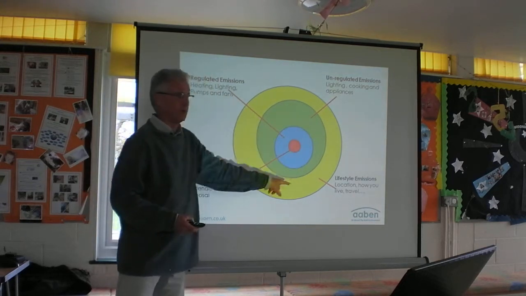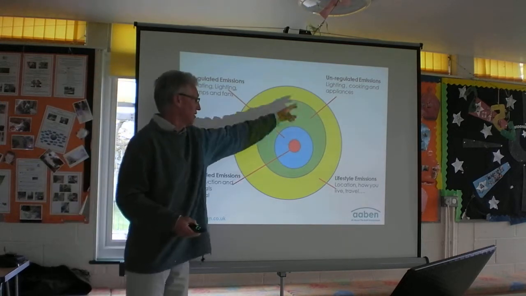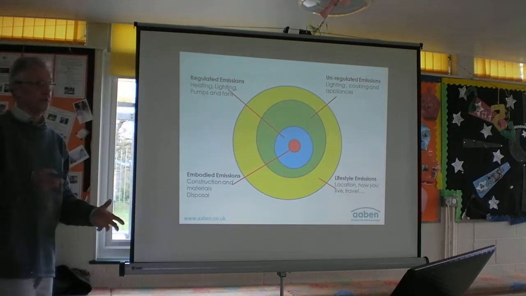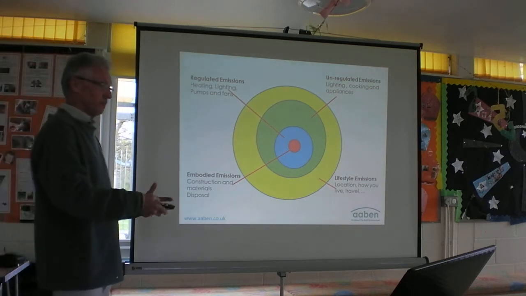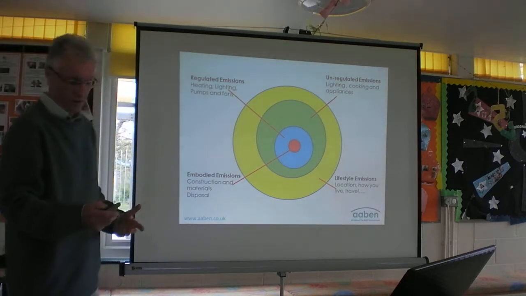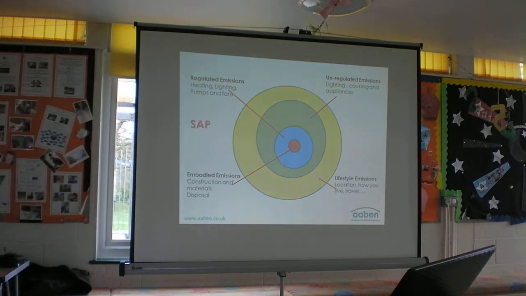Unregulated emissions: lighting, cooking, appliances that are affected by what you do. And outside that, lifestyle emissions. Where is that house? It's on the top of a mountain. You're going to use a lot of energy. It's not related directly to the house, but because you put a house on the mountain, you're going to burn a lot of fuel. Yeah? So you need to understand that there are different areas of energy.